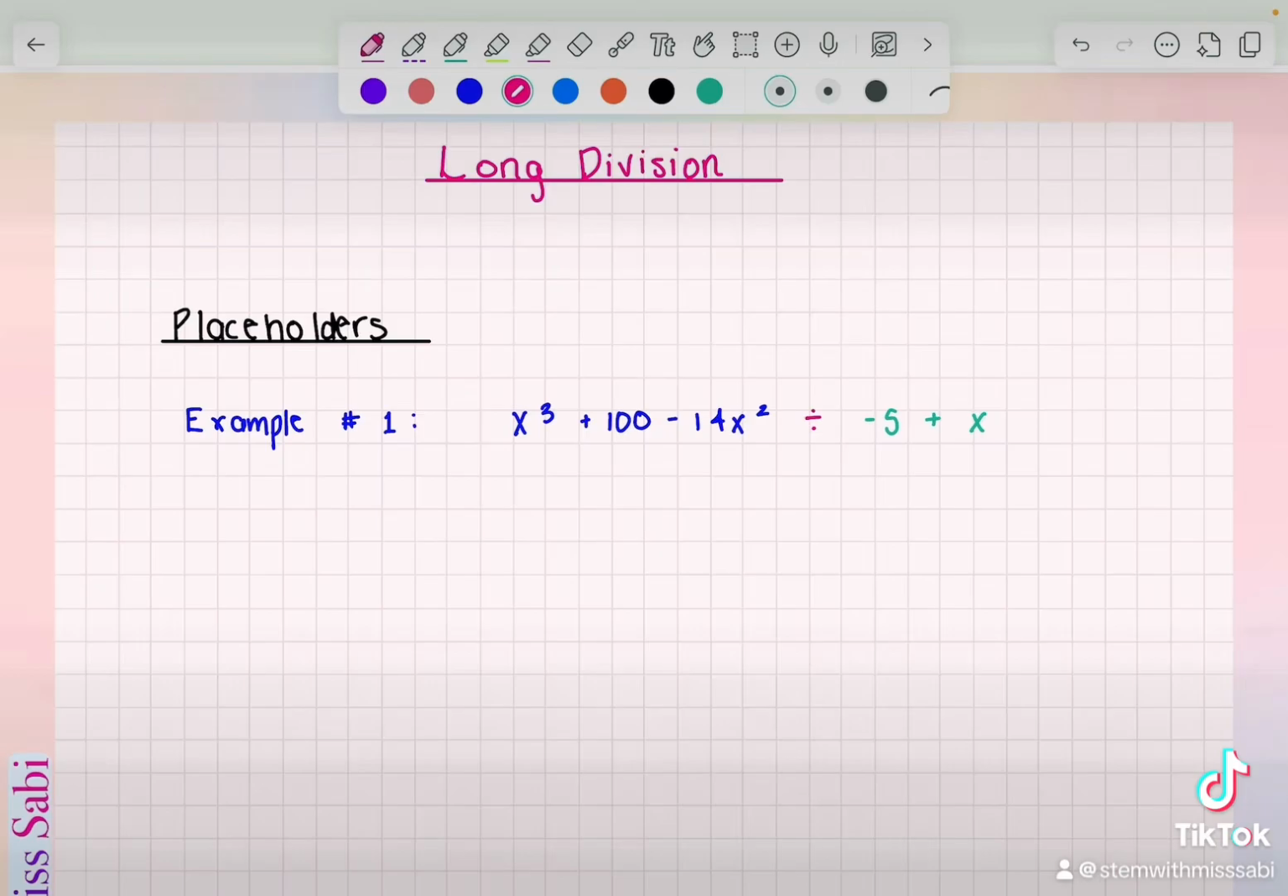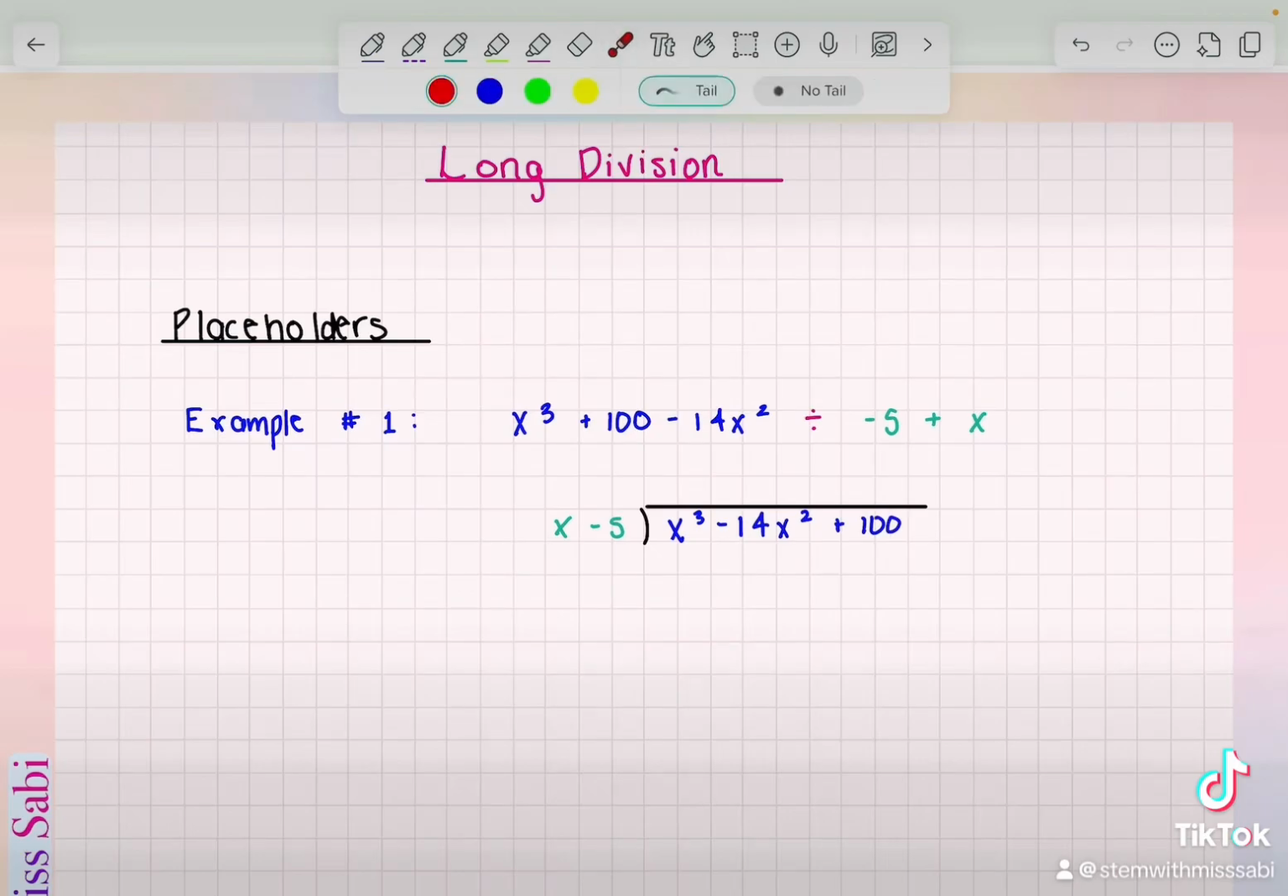So first, let's write it as normal long division. So I will write it like this. So I will have x minus 5 going into... So now I will write it in decreasing degrees. So I have x to the power of 3 first, minus 14x squared plus 100. So you'll notice over here, a degree is missing. So it goes 3 to 0, right? Because this is actually like x to the power of 0.